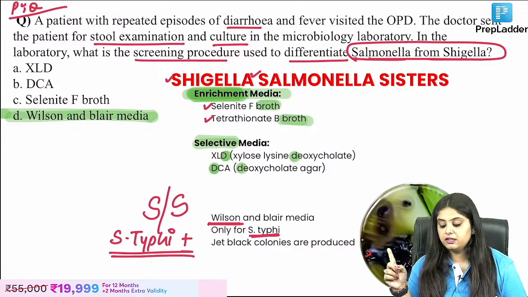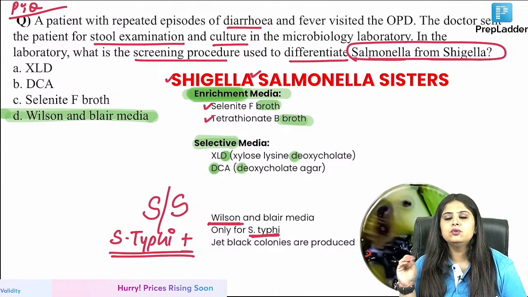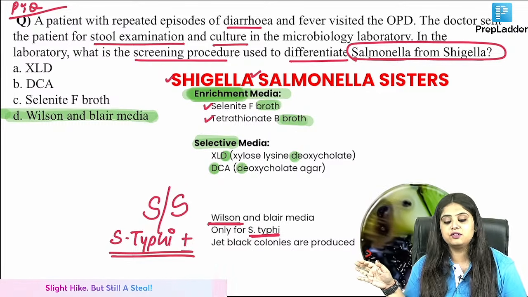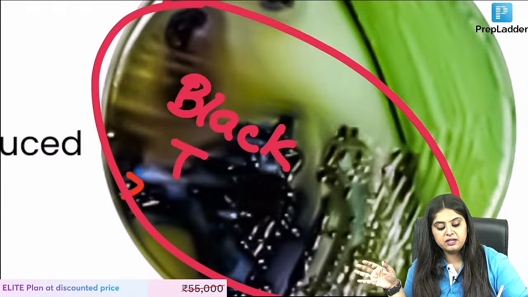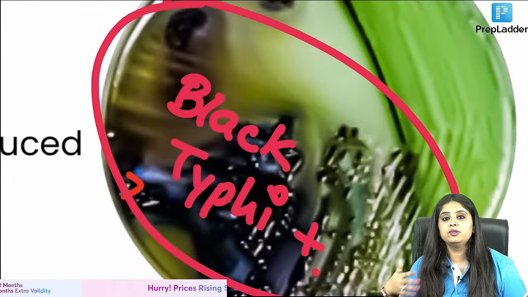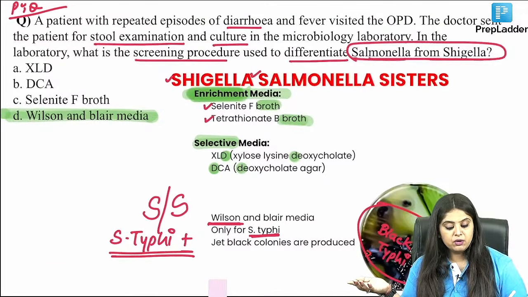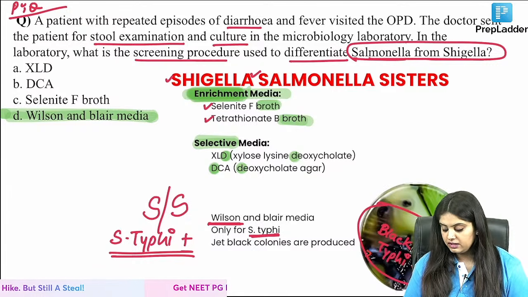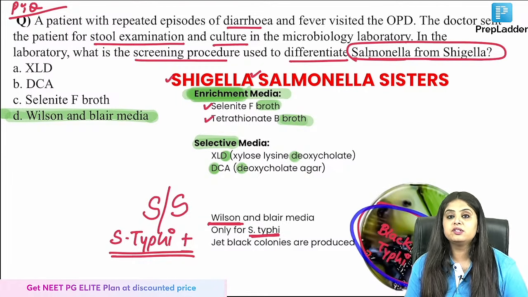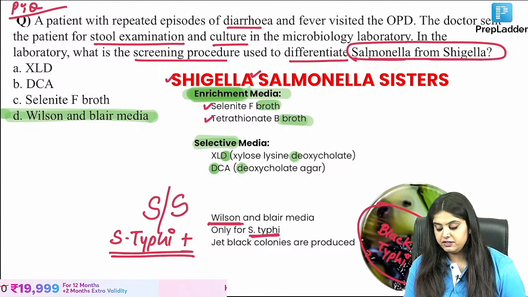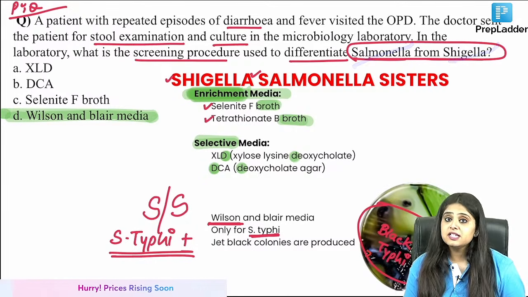Wilson and Blair: Wilson got whose trophy? He got the Typhi trophy. Has he done a good deal by breaking the trust between two sisters? Not at all, ma'am. This is a black day in the history of sisterhood. When Wilson and Blair media wins the Typhi trophy, what color is it going to give? It is going to give a black color. So many hypothetical stories I have started making because of microbiology. This is not something I used to do in life. I learned this only with this subject: how to make random stories and random relationships out of nowhere. So remember, Wilson and Blair media is how you differentiate the Salmonella and Shigella sisters.